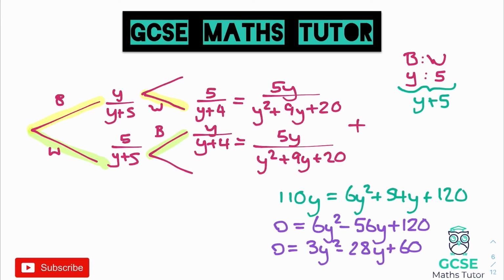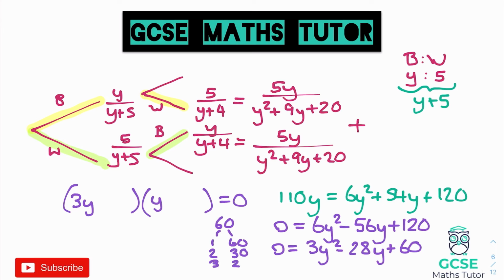Now let's write the brackets to start with. We know it's going to be a 3y and a y, and we'll have a look at the factors. So for 60, what could we have? We could have a 1 and 60, 2 and 30, bearing in mind one of these is going to be multiplied by 3. We can have 3 and 20. Is that going to work? No, that's going to make 29. Do any of these work so far? Doesn't look like it.